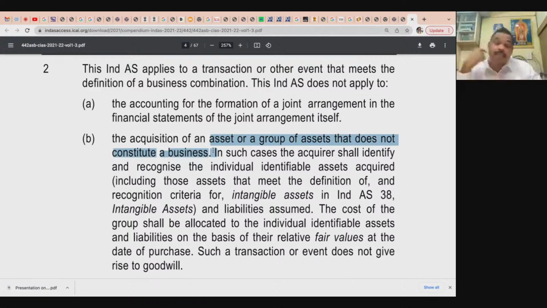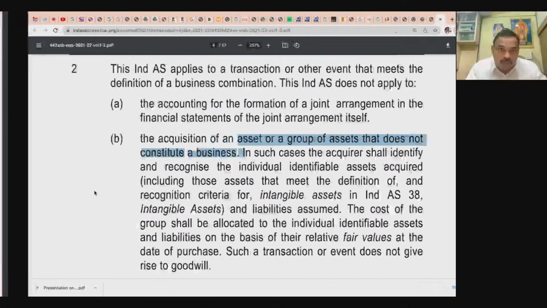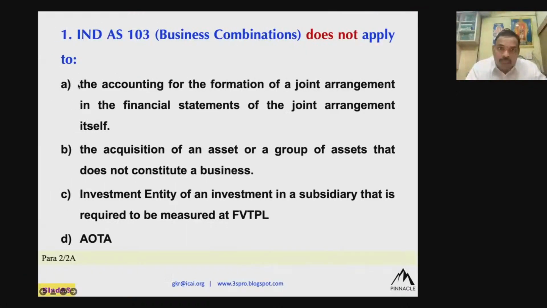Then what is the relevant standard applicable? You have Ind AS 16, property, plant and equipment. You have Ind AS 38, which will be intangible asset, because property, plant and equipment is tangible and the other is intangible assets. So therefore, accounting for joint arrangement is not applicable. Acquisition of an asset is not applicable.